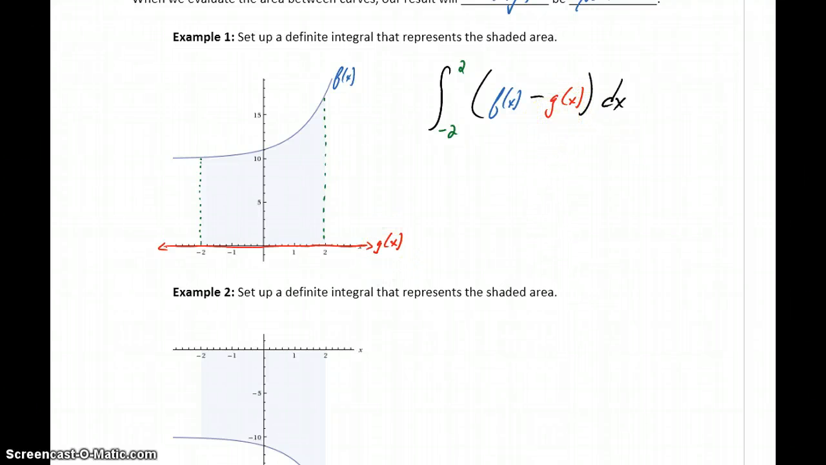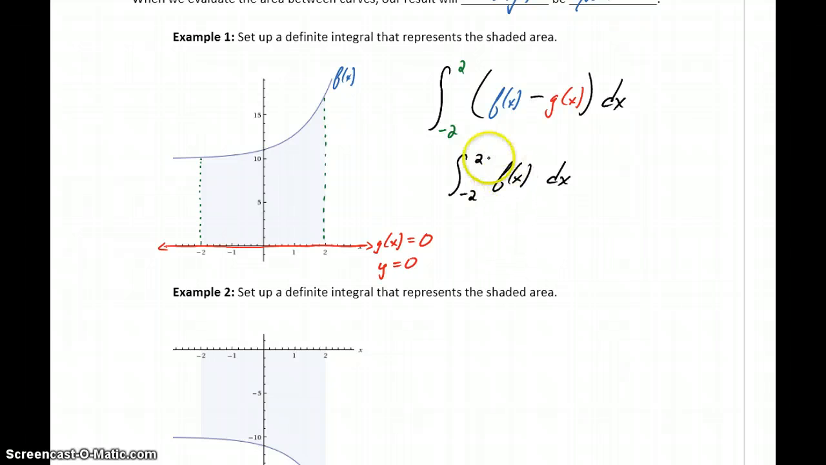Now in this case, this function g of x is exactly the same thing as the line y equals 0. So exactly the same as the x-axis. So we could replace g of x with 0 and write this as the integral from -2 to 2 of f of x dx.